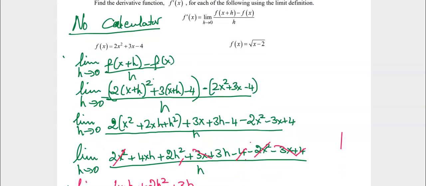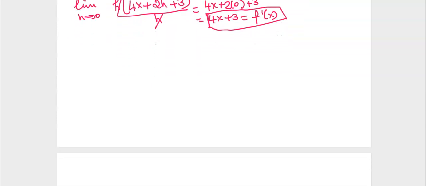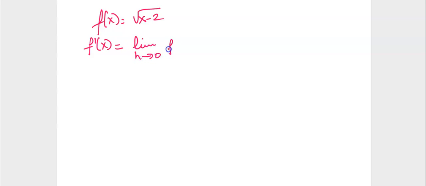Okay, another problem over here is f of x equals the square root of x minus 2. We'll do that as the second problem. So f prime of x is going to be the limit as h approaches 0 of f of x plus h minus f of x, divided by h.